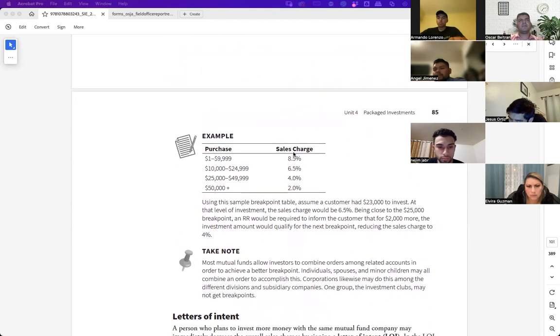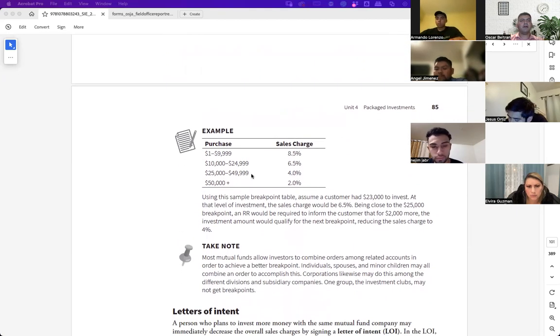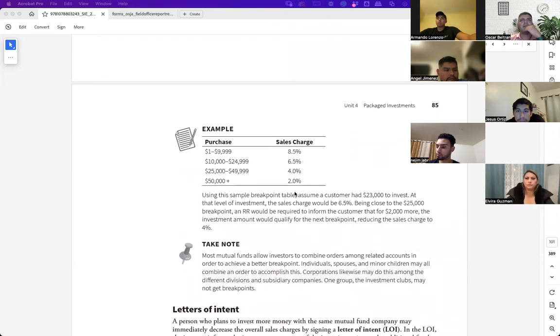Now the way it works is very simple. Let's say you have $1,000 you want to invest. You're going to get charged an 8.5% sales charge. But let's say you have 10 grand. You want to invest 10 grand, it's going to go from 8.5% to 6.5%. Okay. So the more you invest, the more that sales charge is going to be going down. Okay.